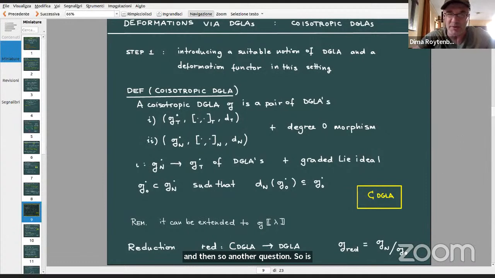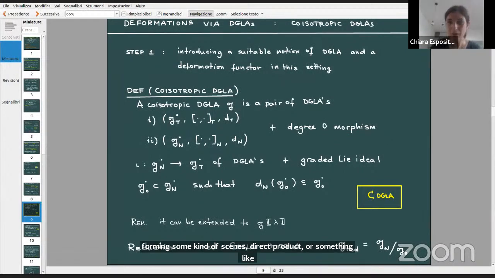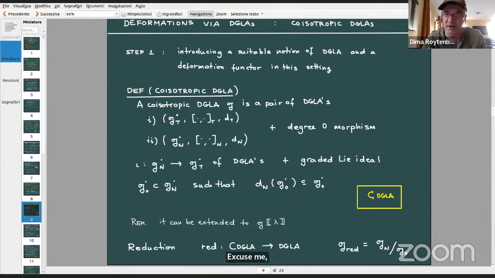So another question. Is it possible, from this data that you have here, from this pair of DGLAs, morphism, total and ideal, could you construct a single DGLA out of it by forming some kind of semi-direct product, or by reduction? Yes. Via reduction, yes. For example.